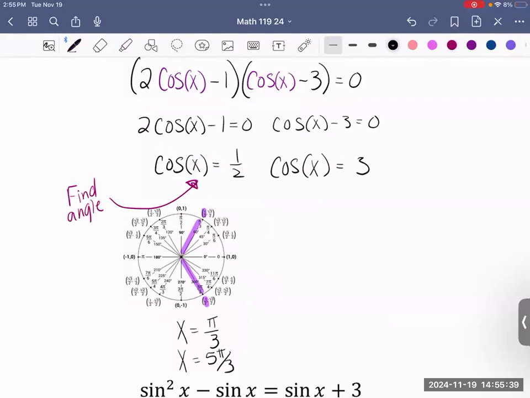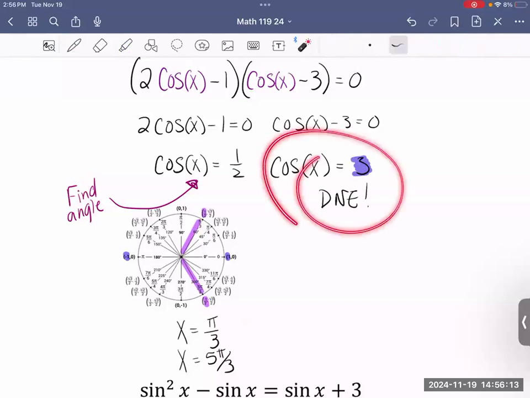Now, where is cosine equal to 3? Well, on your unit circle, think about your domain and your range. Our range can only hover between +1 and -1. So if we're looking at 3, 3 is clearly out of bounds. This does not exist, so this is not going to be a valid response. It is a no, or an undefined solution.